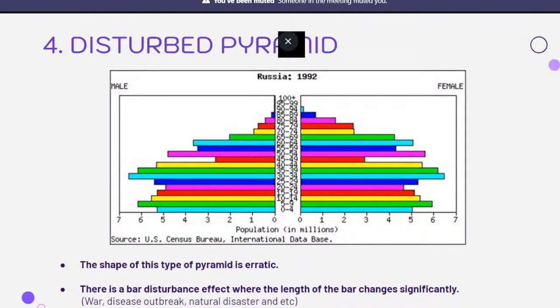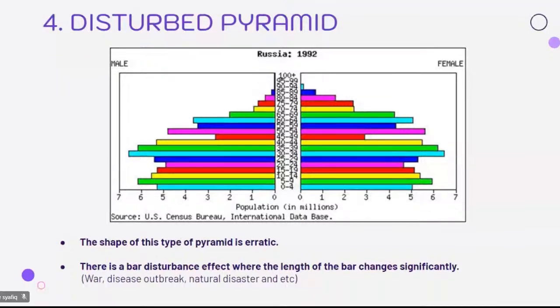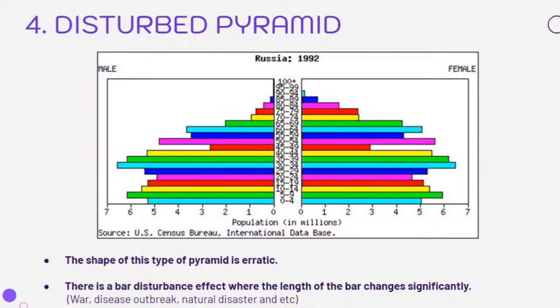Fourth type is the disturbed pyramid. The shape of this type of pyramid is erratic and can happen on a progressive, regressive or stable pyramid. There is a bar disturbance effect where the length of the bar changes significantly, which may be due to war, disease outbreak, natural disaster, and so on. Okay, we go to the next slide.